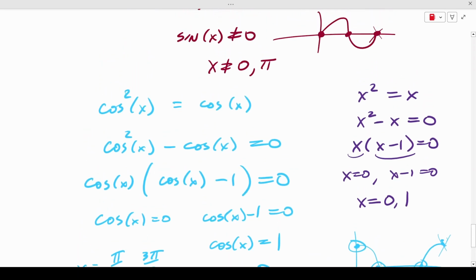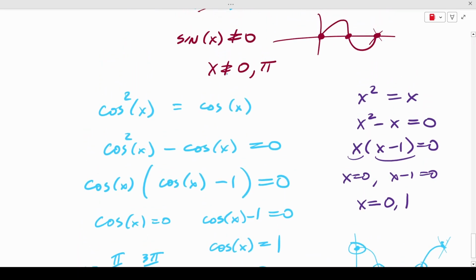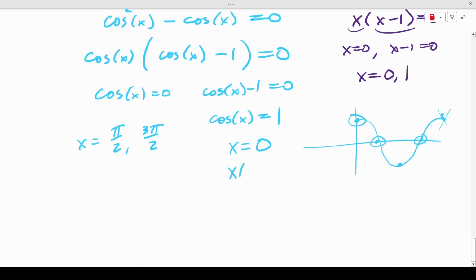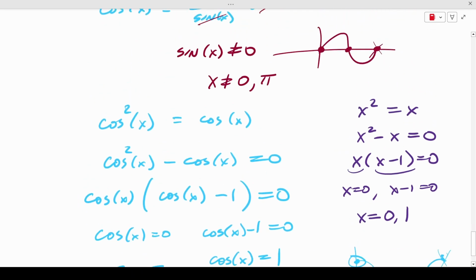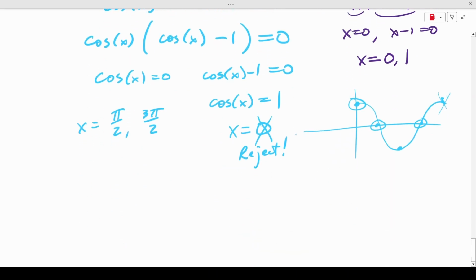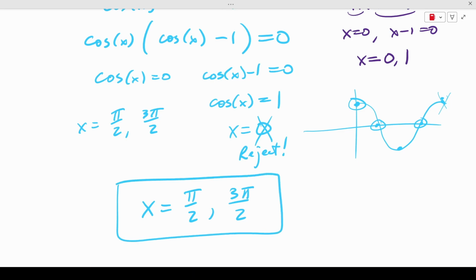Let's look now. Do I have restrictions? I do. X cannot be 0 or pi. So I have to reject. Let's cross it out like that and just write the word reject. I have to reject this solution. This solution is not valid because of this restriction here. Okay? So I don't actually end up getting any solutions on this side. My final solution is that x equals pi over 2 or 3 pi over 2. That is it.